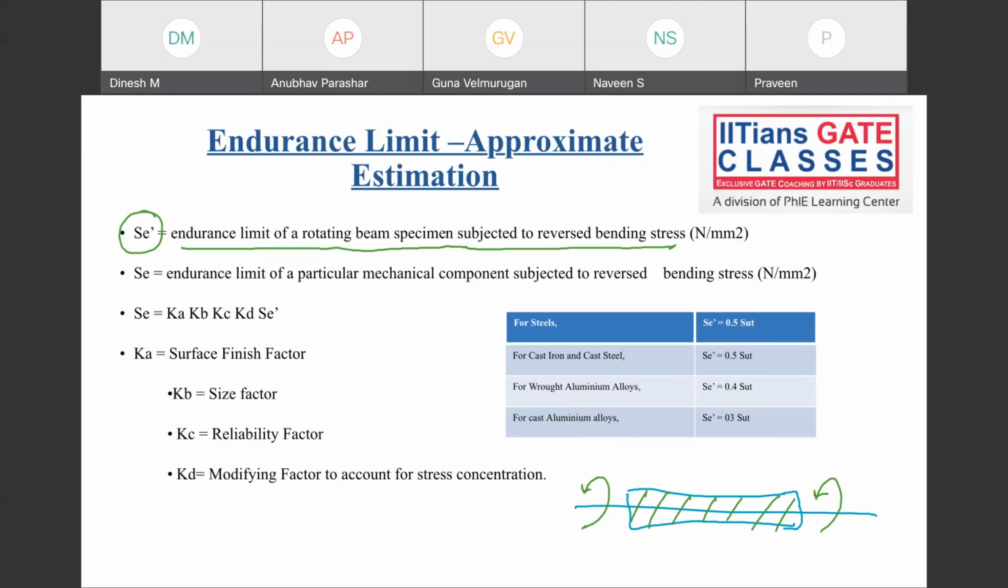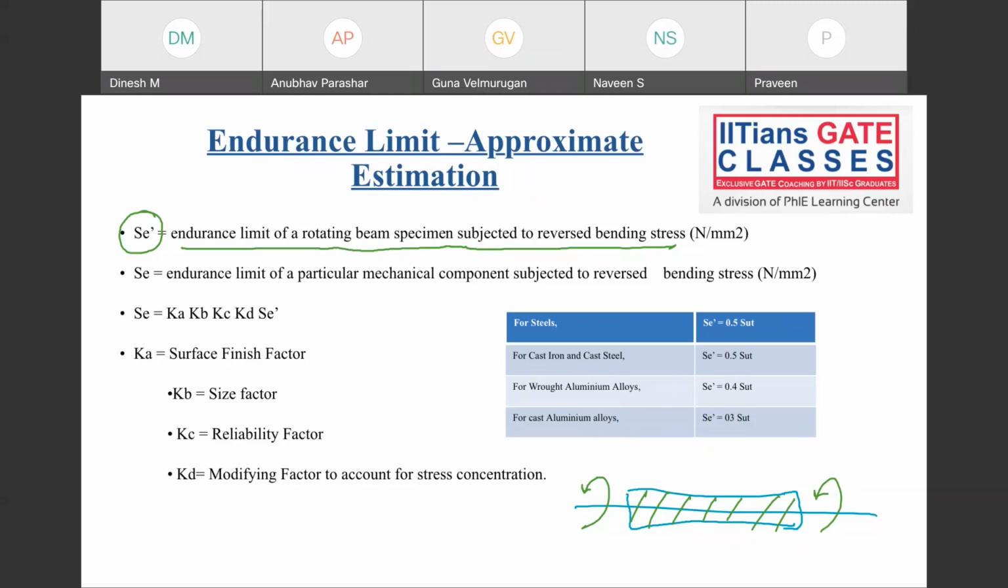So the endurance limit obtained from the rotating beam specimen is not very accurate. Why? Because when you manufacture the actual component, it will have a different size and shape than the rotating beam specimen. The rotating beam specimen has a standard size, but the actual element will have a different shape and size. It will be manufactured under different conditions. The workers might or might not be skilled. There will be stresses on the surface because of different machining processes and so many other things. How the handling of the components is done also matters. So the stress concentration will be different on the rotating beam specimen and the actual element.